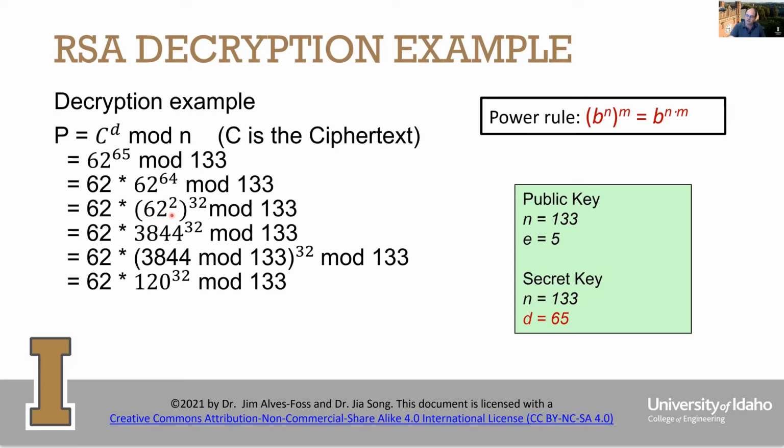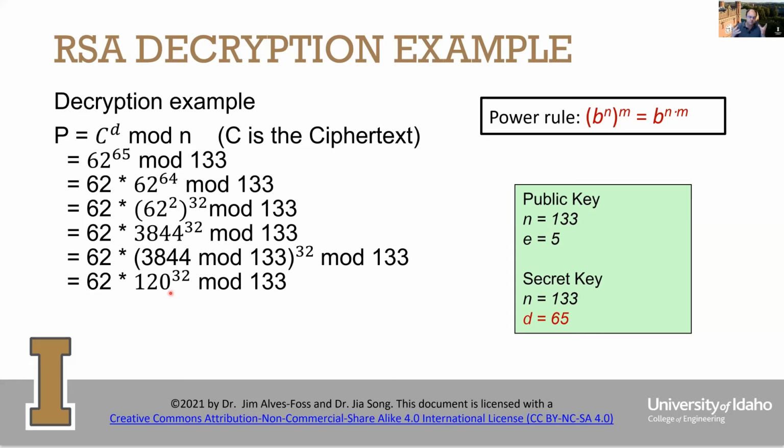So I can calculate 62 squared, which is 3844 mod 133. So that would be 120 to the 32nd. So this is easier to do than 62 to the 65th because it's a smaller number. I can keep working my way down doing the math this way. I could break this 120 to the 32nd as powers of 16. So this is really something to the 16 times something to the 16. It's 120 to the 16 times 120 to the 16.